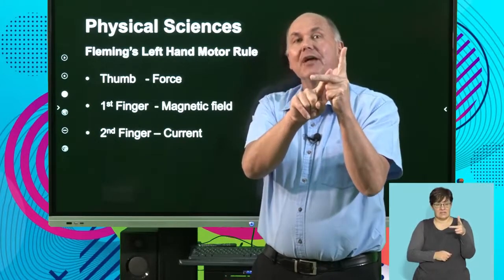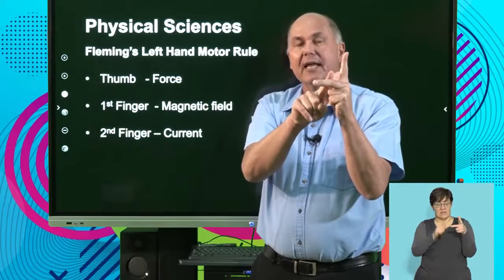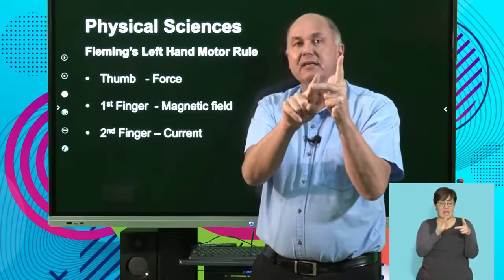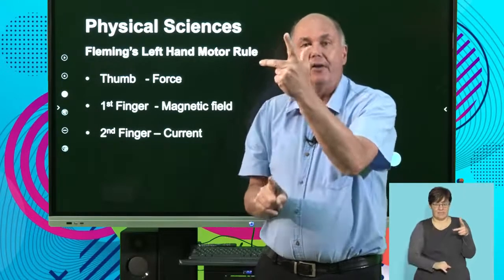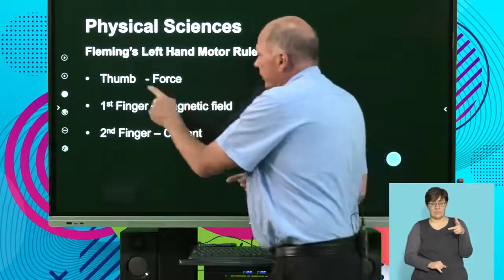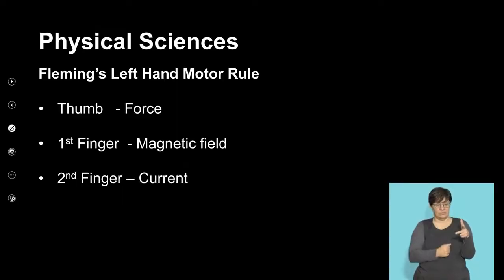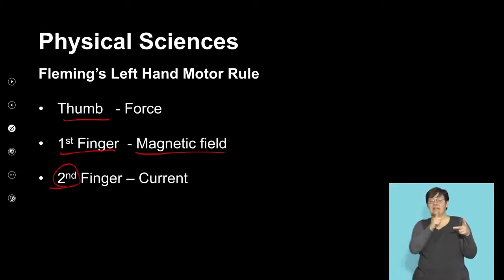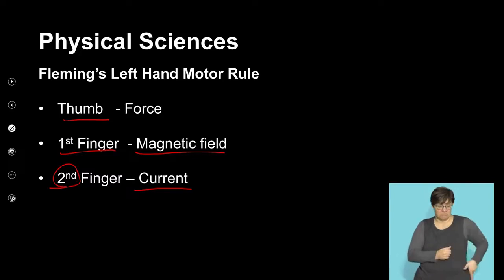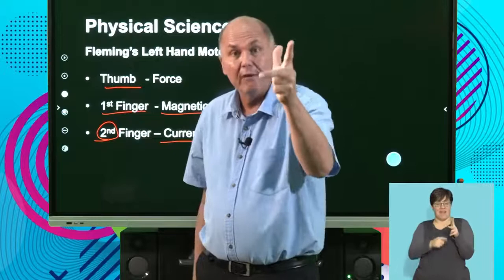Current goes for the second finger. Can you see there's a C in second, so it's FBI, okay? Go through the things on the board here. We've got it very clearly. The thumb is the force. The first finger is going to be the magnetic field, and the second finger, the C there, tells us the current. So always remember, slap your thigh, you're in the FBI, with your left hand.